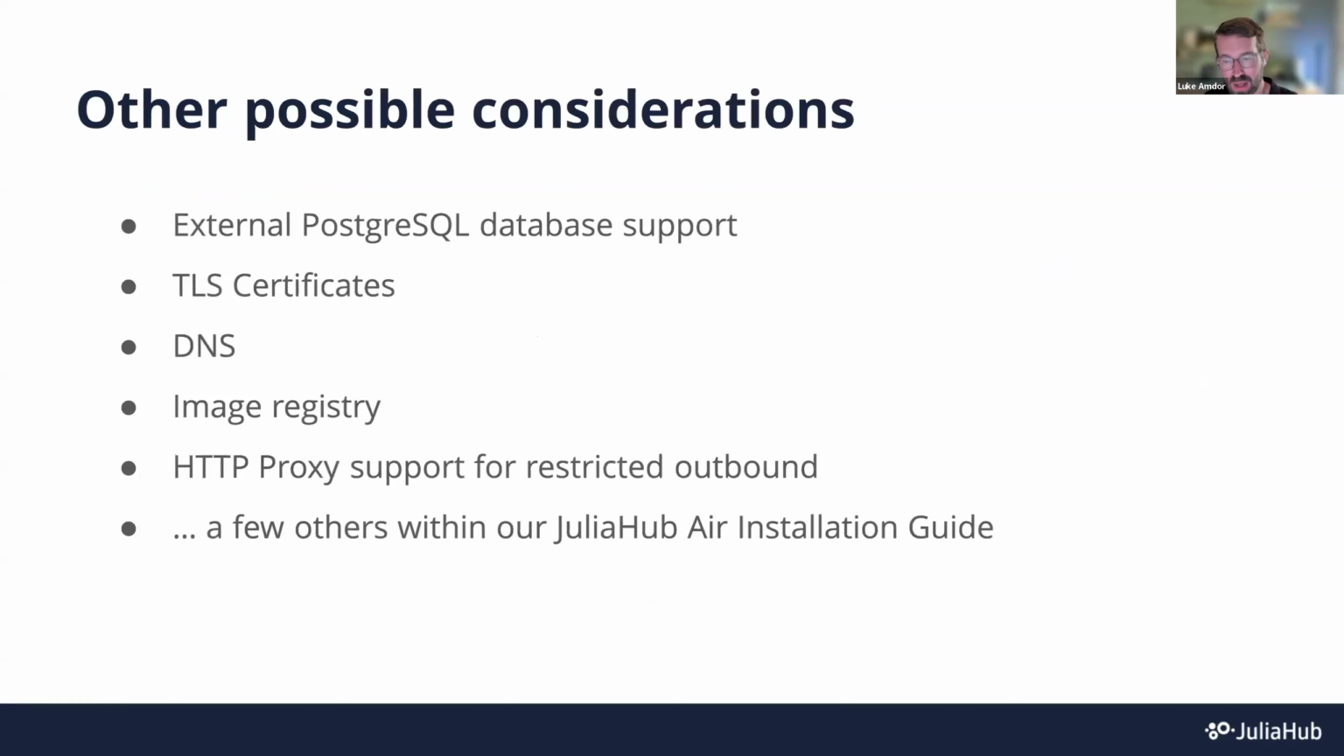So other possible considerations that we typically run across when we're doing on-premise installs: we ourselves can host Postgres as part of the actual JuliaHub installation, like an embedded Postgres, but we also can do an external Postgres. So if you already have your own PostgreSQL team, your own database administration team, and they manage Postgres, JuliaHub can easily be configured to use that, and you can handle all your backups and DR through that as well. Other things that we run across are TLS certificates and DNS records, making sure that customers understand the requirements that we have for that.